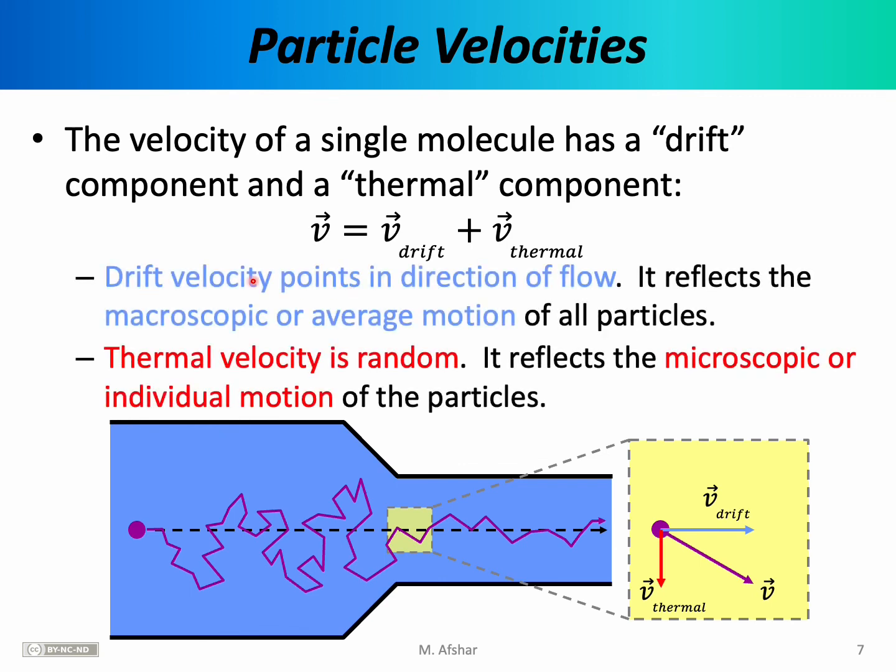We can say that the drift velocity points in the direction of the flow, and it represents the macroscopic or large scale or average motion of all the particles. At the same time, the thermal velocity is random. It reflects the microscopic or small scale or individual motion of the particles. By separating the velocity of the particles in this manner, we can basically separate their kinetic energies into a drift component and a thermal component.